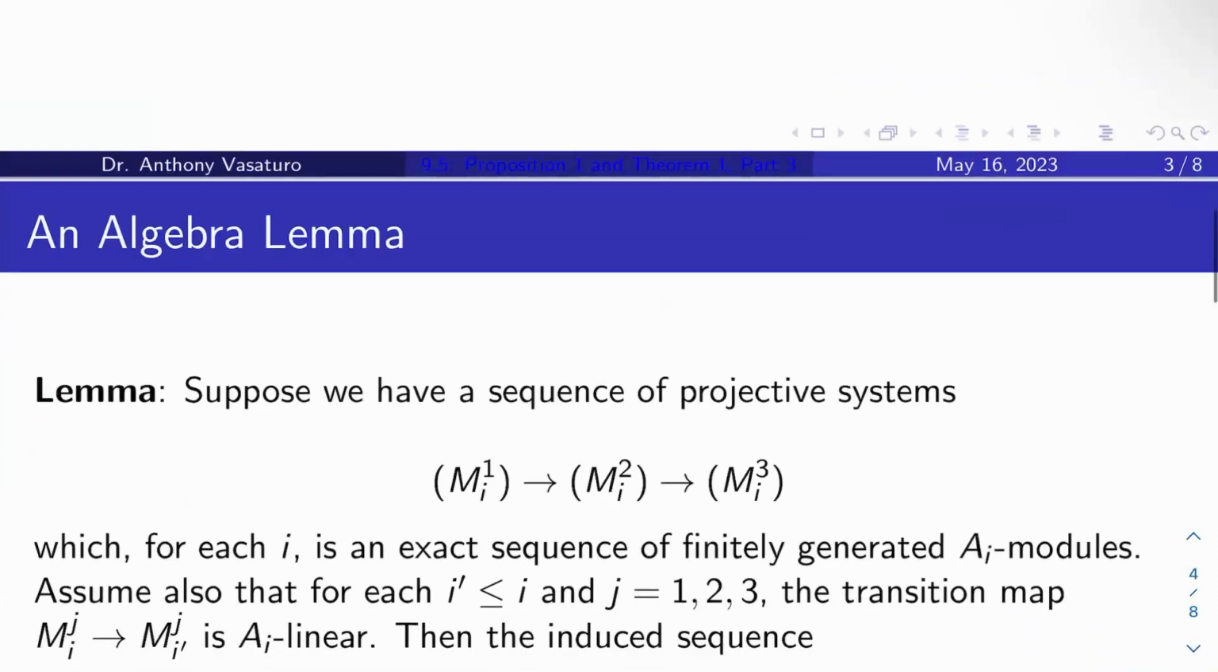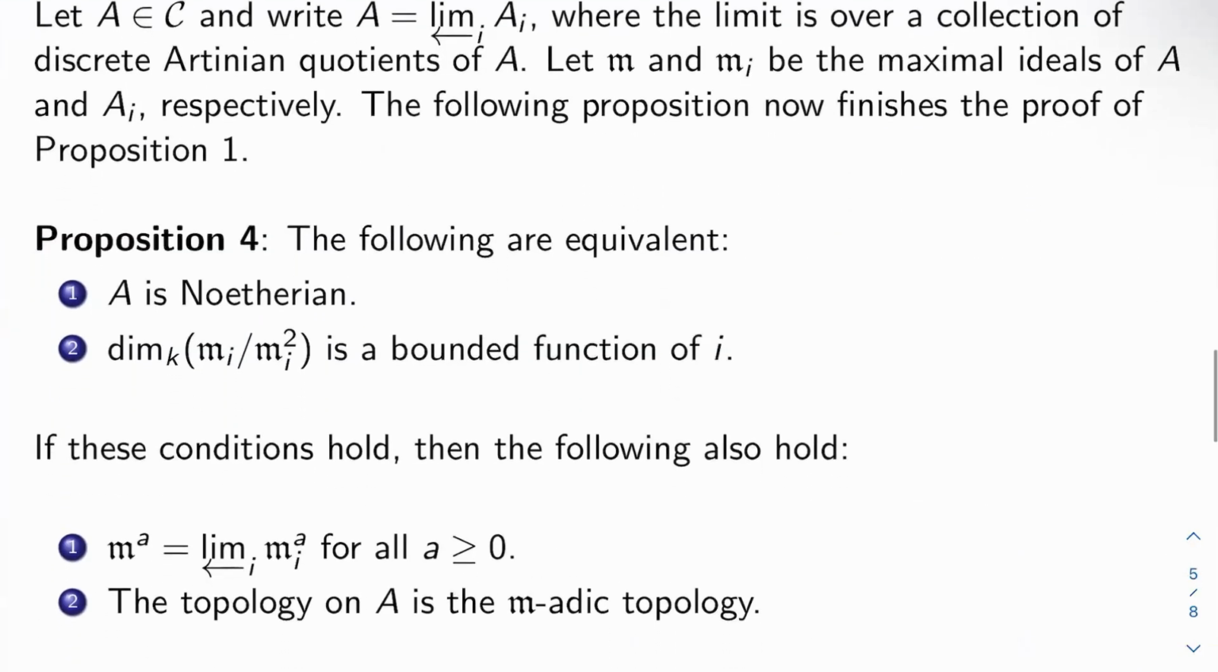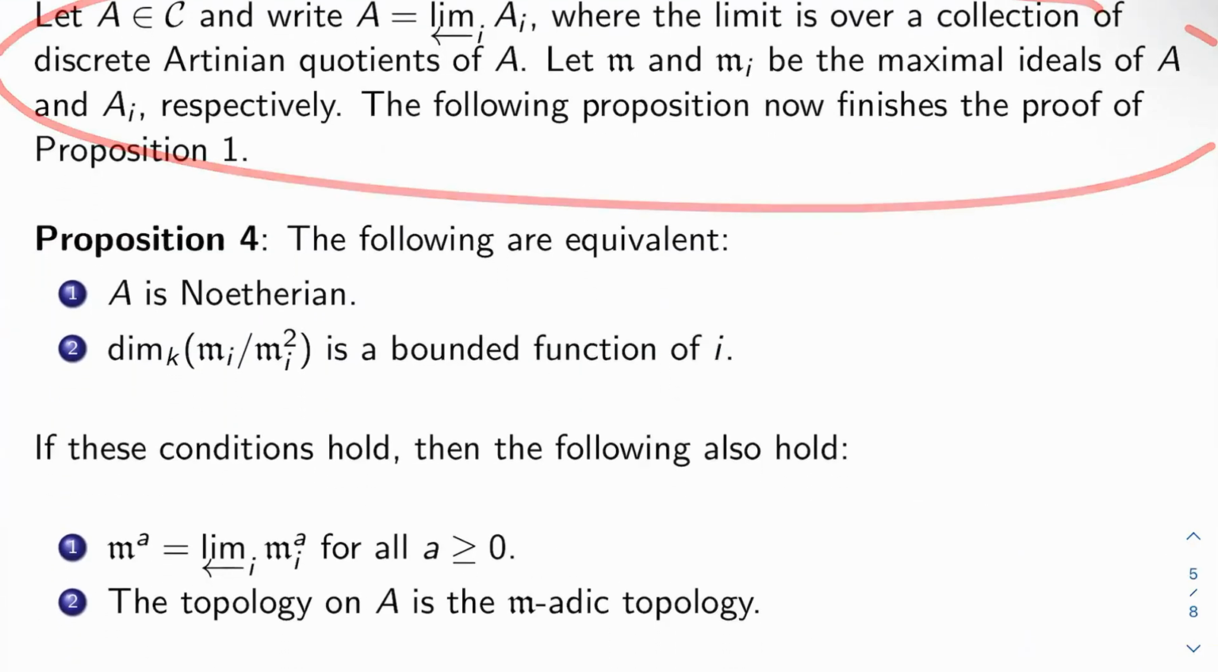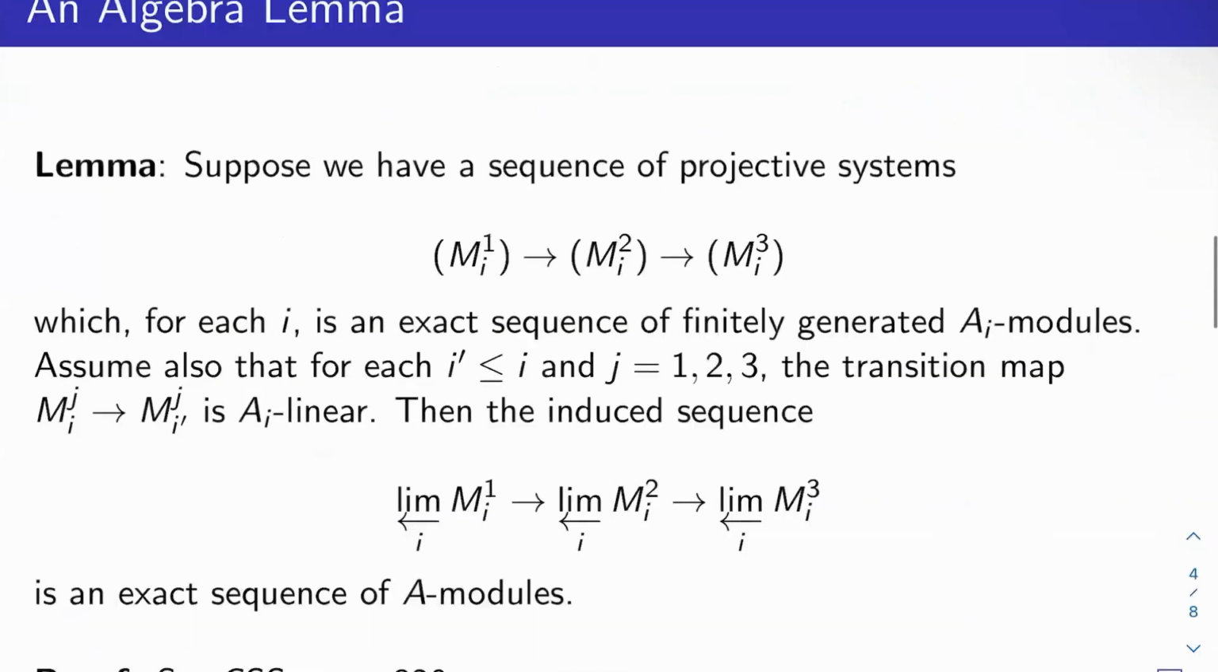Okay. I suppose I didn't define my terms here. I should have done that. This should have been before the lemma. What we're dealing with here is a ring A in C. And we've written A as the inverse limit over i of A_i, where the limit is over a collection of discrete Artinian quotients of A. If you watched all my chapter 8 videos, this is a very common technique in this theory, the theory of deformations. Okay, and then m and m_i are the maximal ideals of A and A_i respectively. Okay, so that should have been before the lemma.